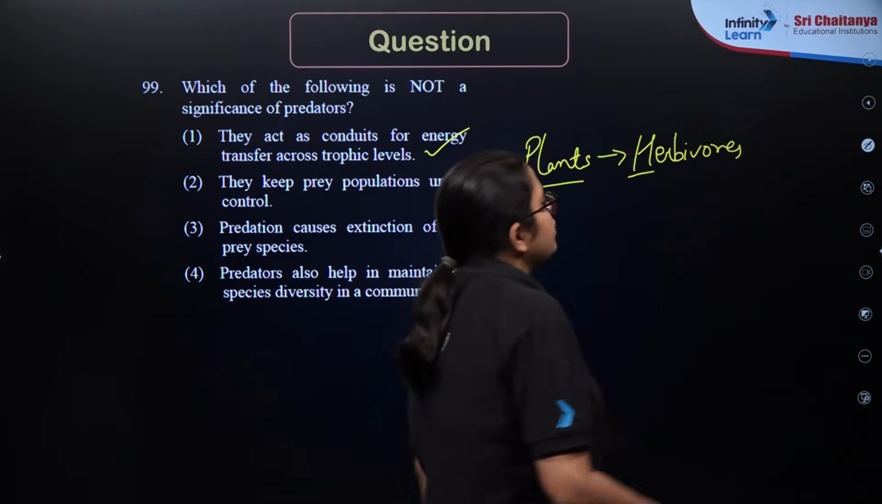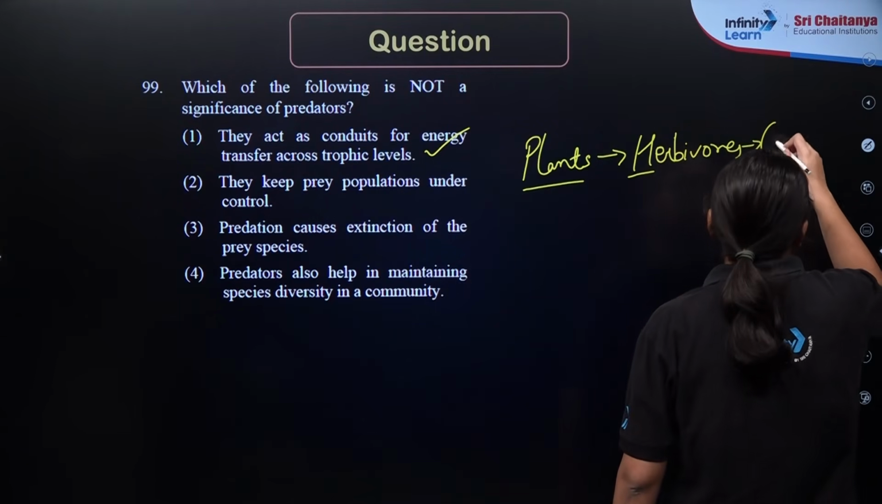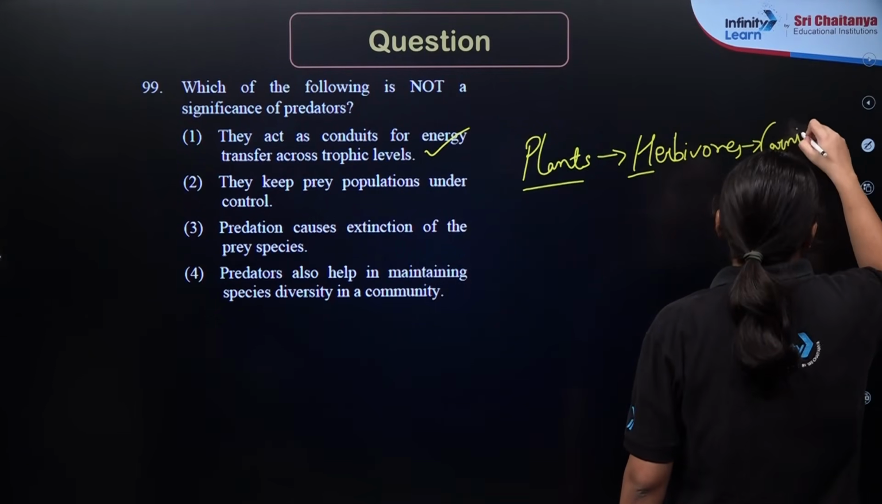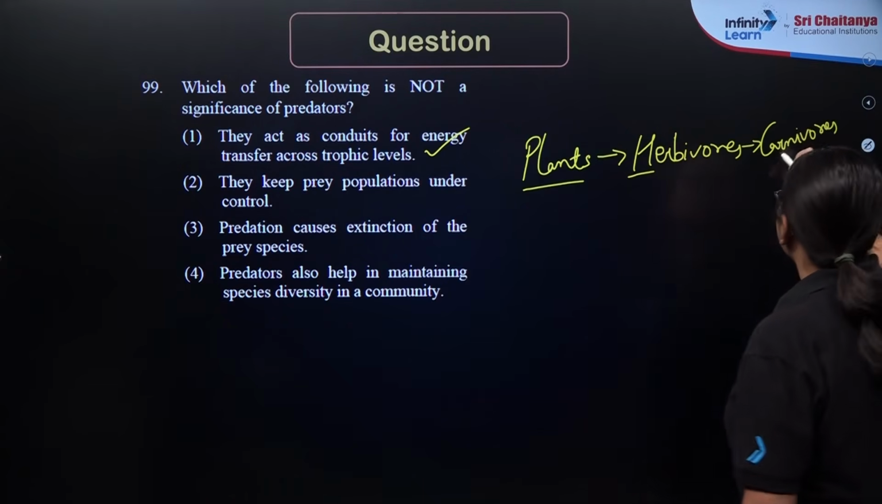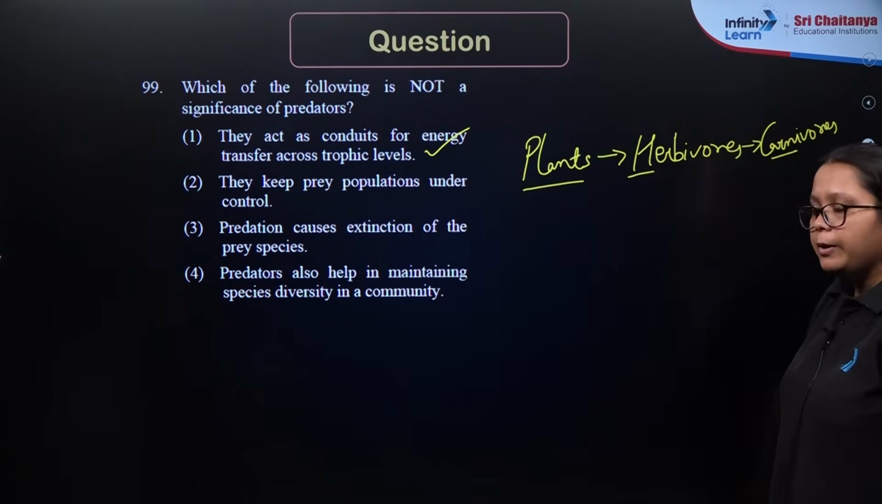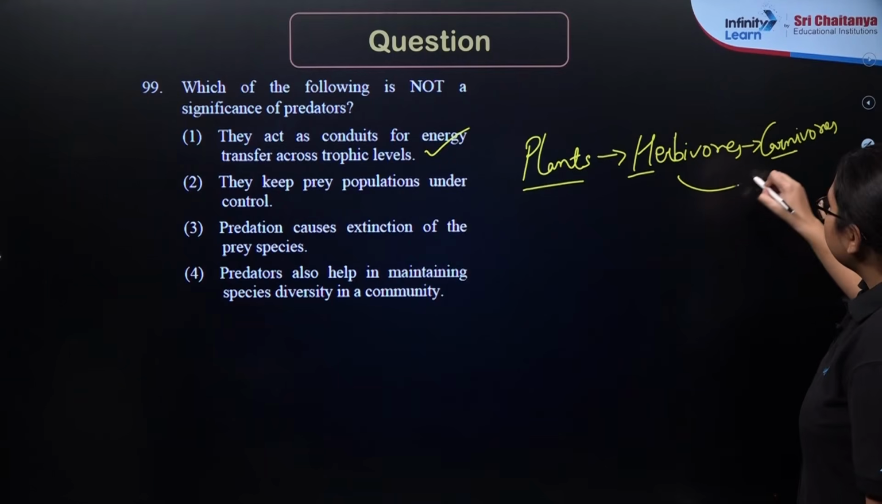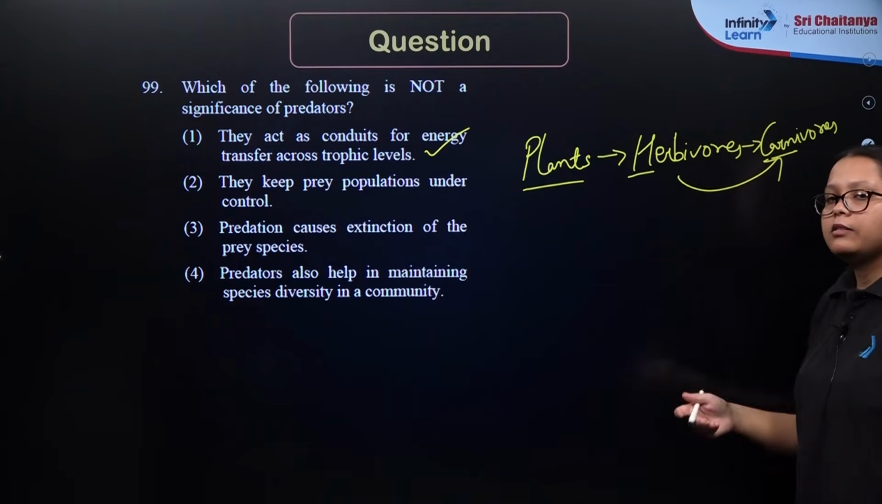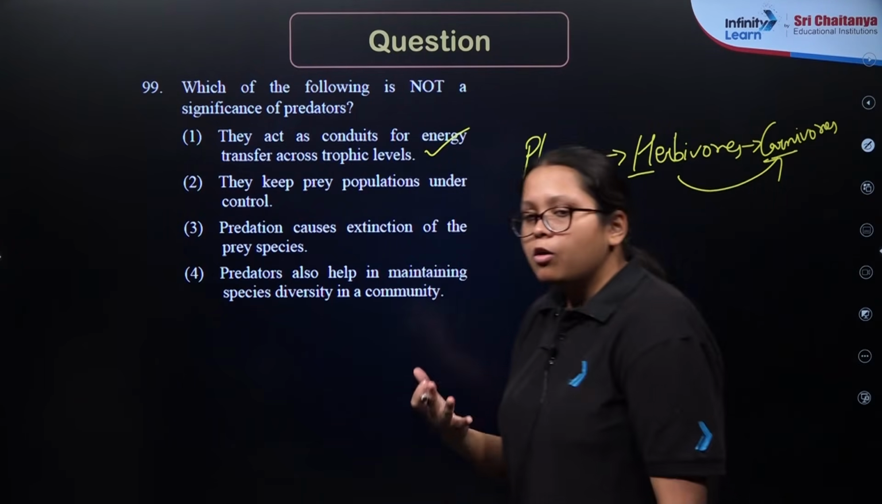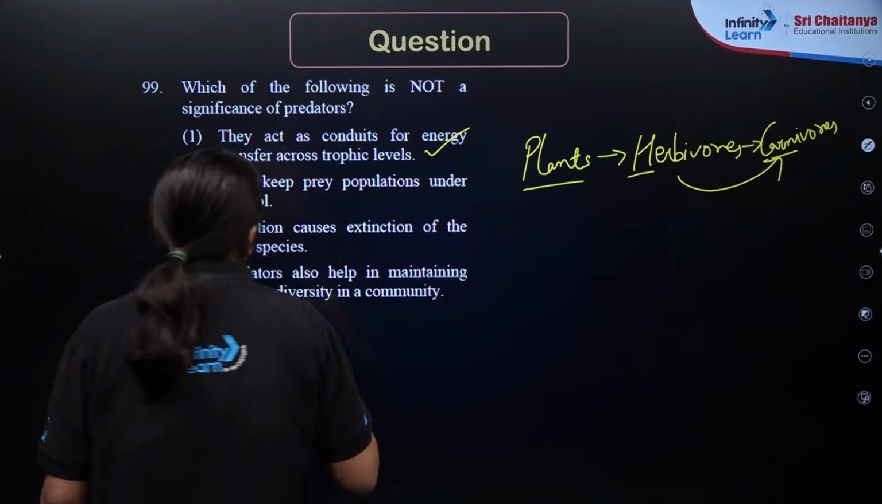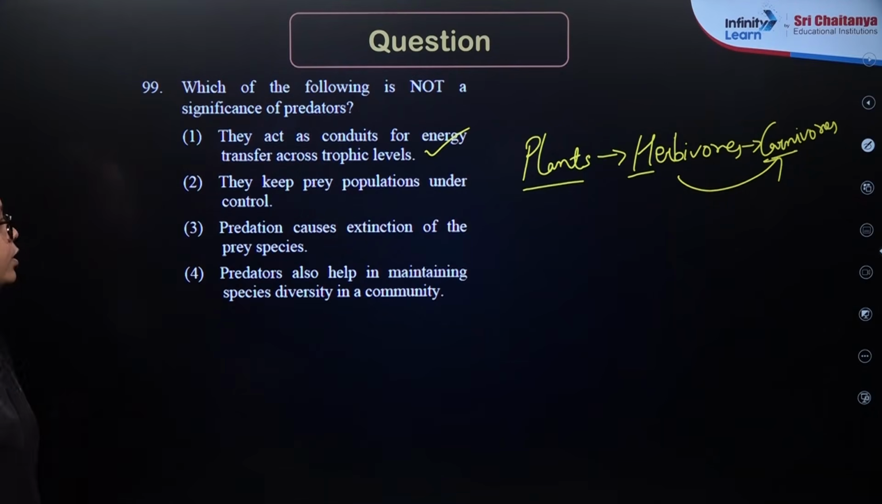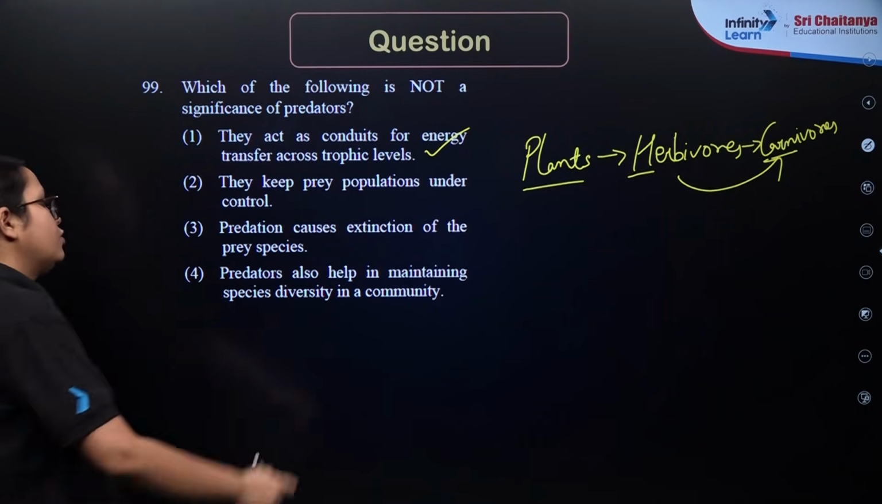Then this herbivore is eaten by carnivores. So at this trophic level, the carnivore is the predator, the herbivore is the prey. So energy is now transferred from herbivores to carnivores. So we can say that predators are the conduits of energy flow across trophic levels. Second one, they keep the prey population under control.